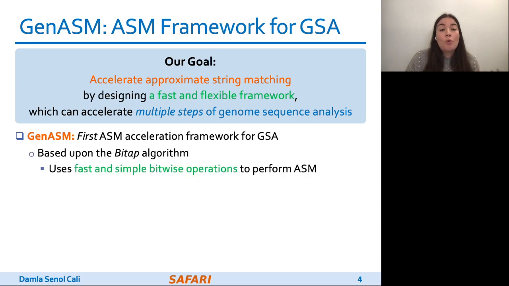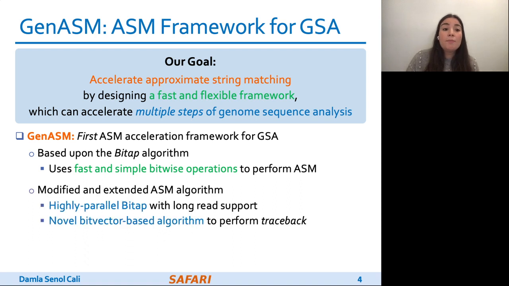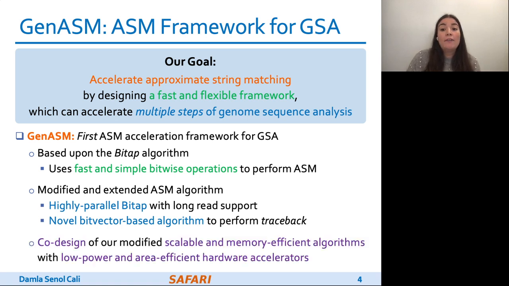We base GenASM on Bitap, an ASM algorithm that uses only fast and simple bitwise operations, making it amenable to efficient hardware acceleration. To our knowledge, GenASM is the first work that enhances and accelerates Bitap. We modified Bitap to support long reads and to enable parallelization. We also developed a novel Bitap-compatible algorithm for traceback, and we co-designed specialized hardware for both algorithms.